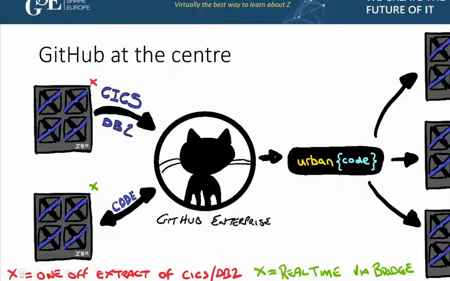So by putting GitHub at the center, we get parallel development safely. We get all the protection that Git offers. So how do we apply Git to the mainframe, or how do we apply GitHub to the mainframe? Two different approaches. For KICS and DB2, we effectively onboard teams.